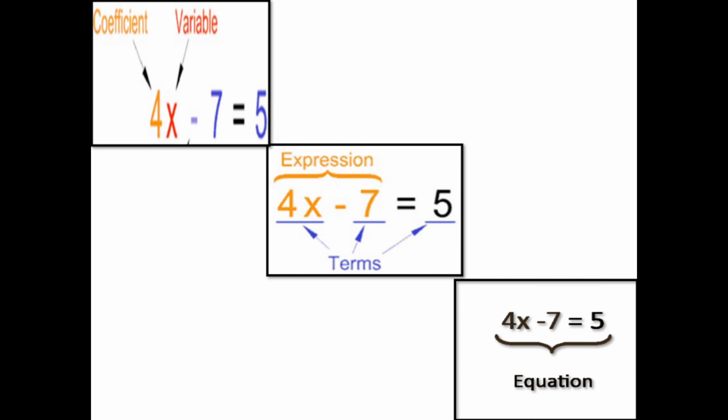4x minus 7 is an expression. And when we put 4x minus 7 is equal to 5, it becomes an equation. So this is the difference between the expression, the equation and the coefficients.